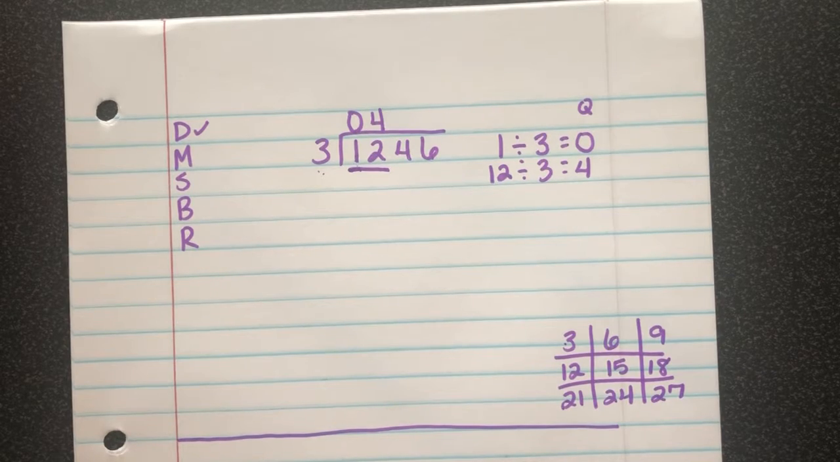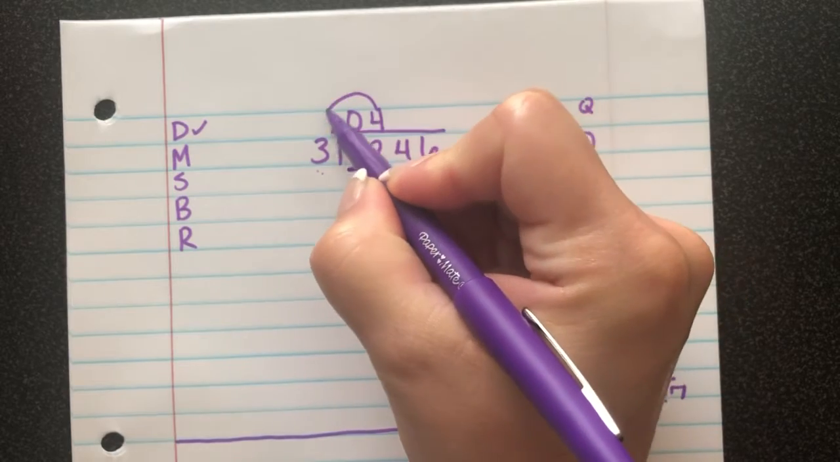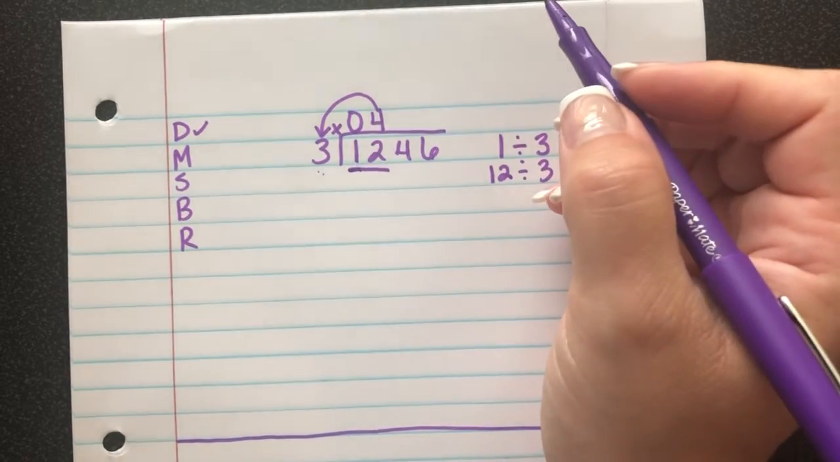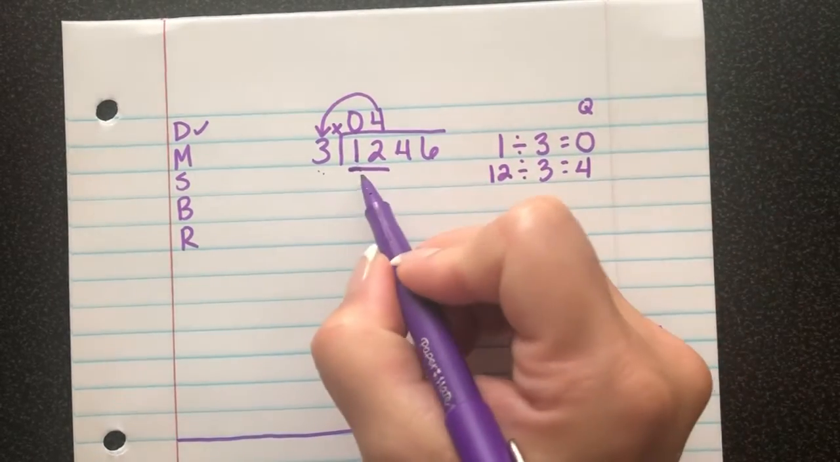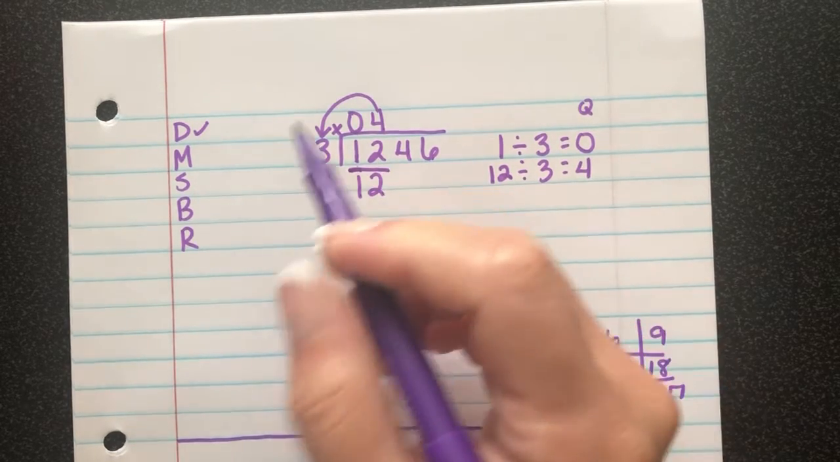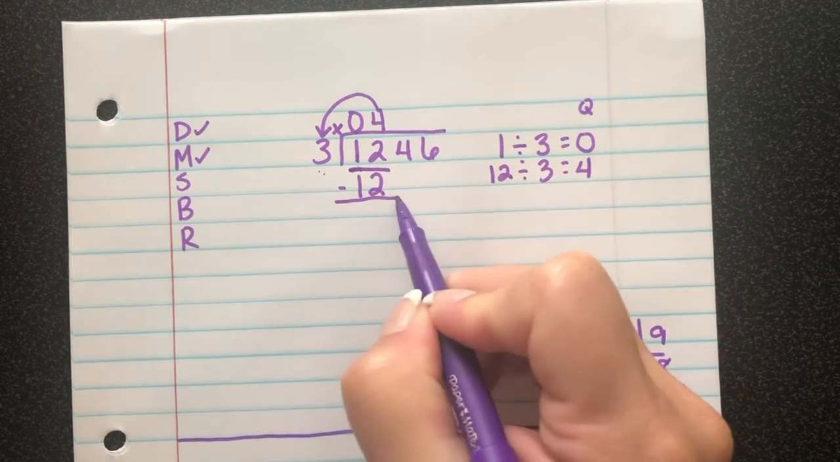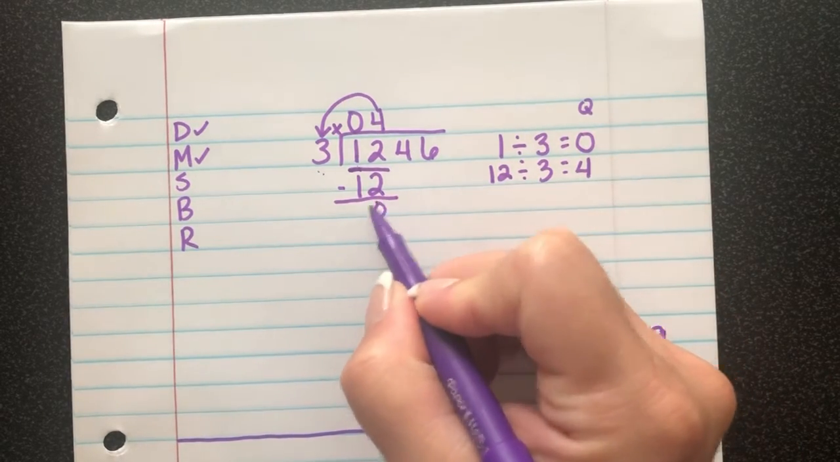Okay, so I've divided. Now I need to multiply. Put my multiplication sign. I'm going to multiply the 4 times the 3. Okay, 4 times 3 is 12. That 12 is going to go down here underneath what I underlined. Okay, now I'm going to subtract it. 12 minus 12 leaves me with nothing.